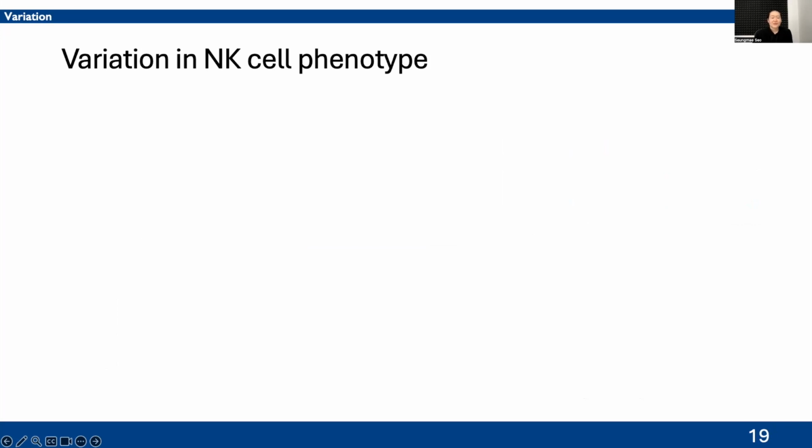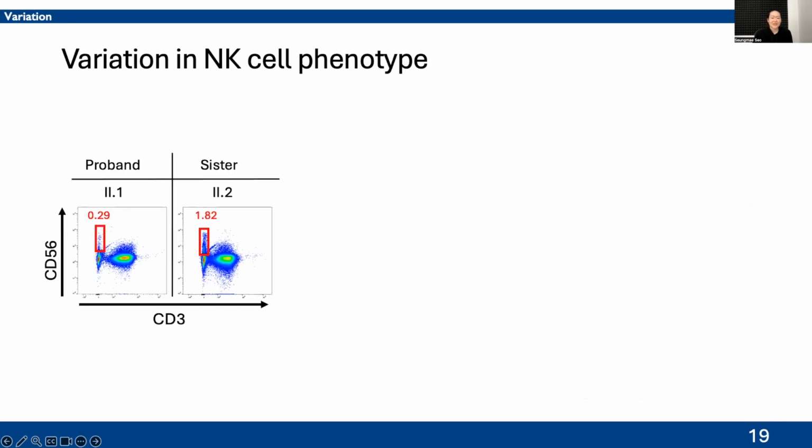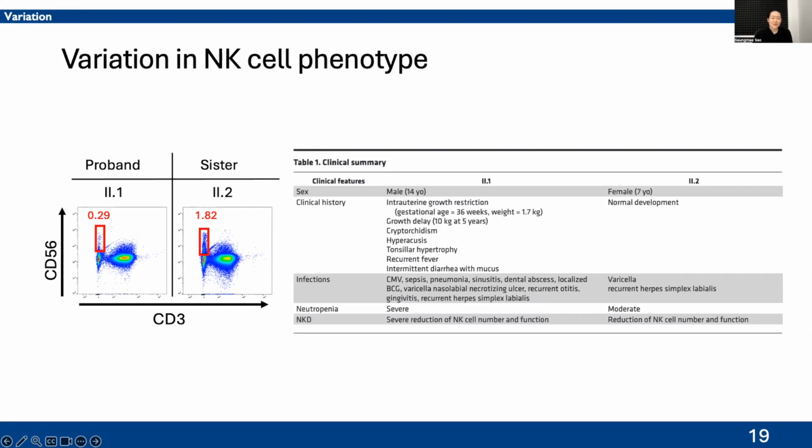I want to remind you that the NKDs present with decreased NK cells, but not zero. And the sister consistently has more NK cells than the proband, and she also has a less severe overall clinical phenotype. So together, these data seem to suggest that the lack of GINS4 is creating a bottleneck in NK development without affecting the potential itself.